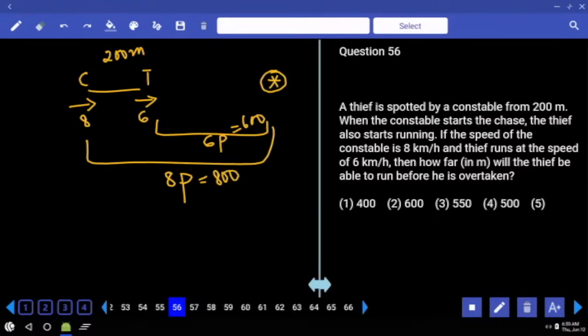Then assume the question is to identify the distance traveled by the constable or thief. 600 meters, second option.